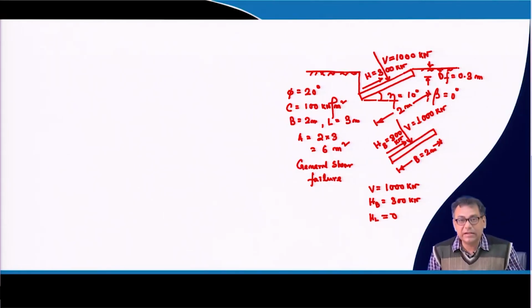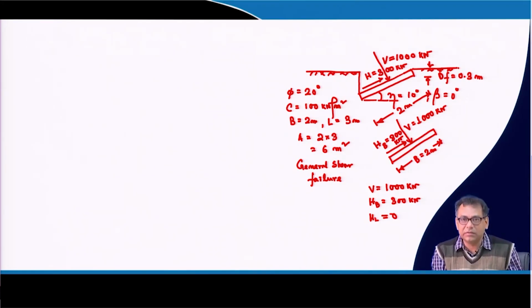So this is HL is equal to 0, remember that. As I discussed in my previous problem, if HL is not equal to 0, then I have to go for two sets of equation. But here HL is equal to 0, so then I have to go for only one set of equation if I use the Hansen bearing capacity theory.